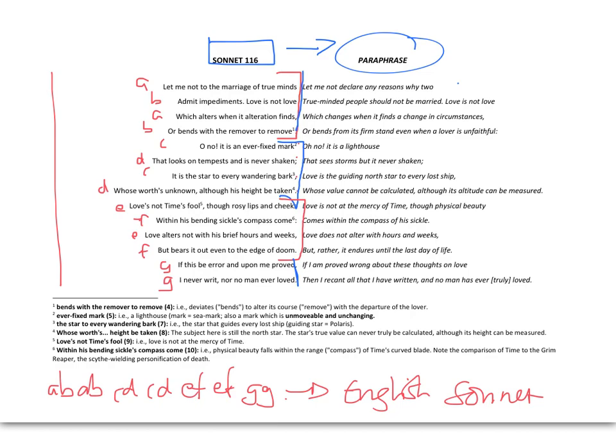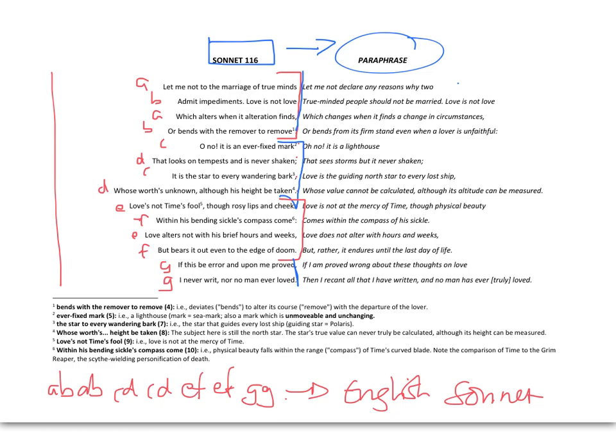Love is not something that changes when you fancy somebody else, or you fall out of love with the person you're in love with. Well, you were never in love with that person in the first place, Shakespeare is saying. Love is not changeable. Once you fall in love, that's it. It's not changeable, it's not malleable.